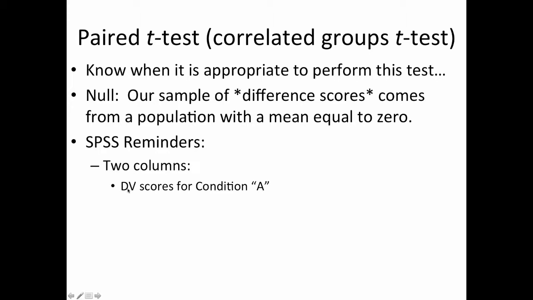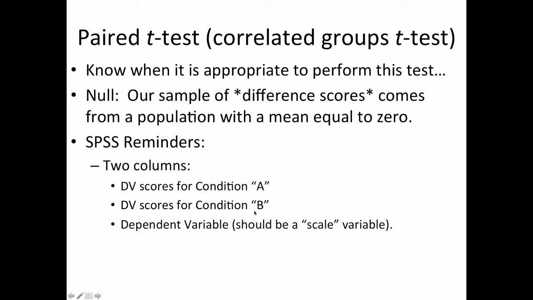So our first column is going to represent one of the dependent variable scores, call it condition A. The second column is going to be the dependent variable scores for condition B. The dependent variable, again, needs to be interval or better for this to make sense.